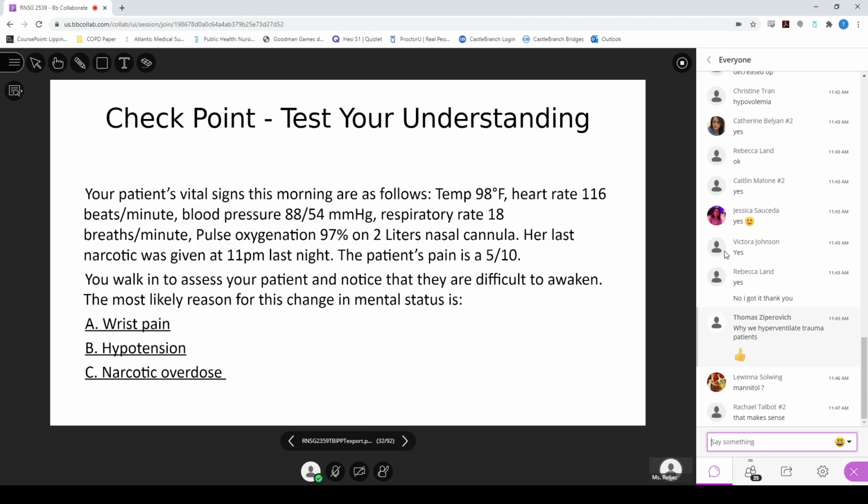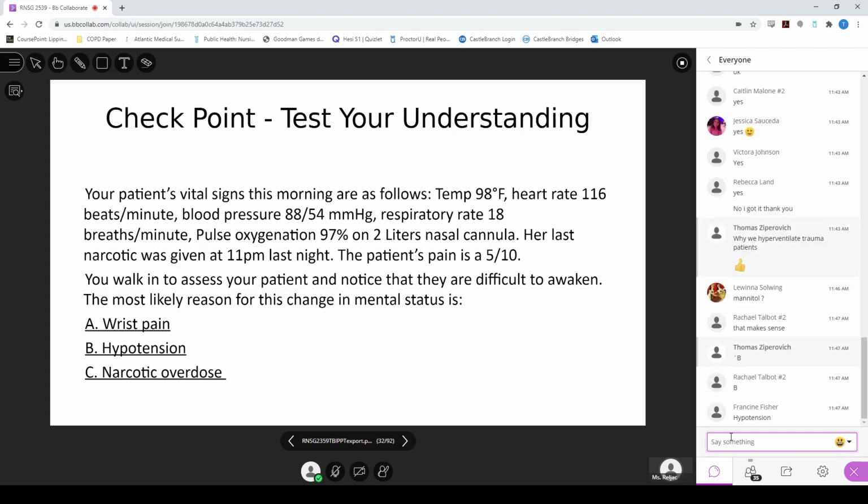Okay, so your vital signs this morning are as followed. You have the 98 temp, heart rate of 116, blood pressure was 88/56, respiratory rate's 18, pulse ox is 92 on 2 liters, and the last narcotic was given at 11 p.m. last night. The patient's pain is 5 out of 10. When you walk in to assess your patient and notice that they have difficulty awakening, the most likely reason for this change in mental status is what?